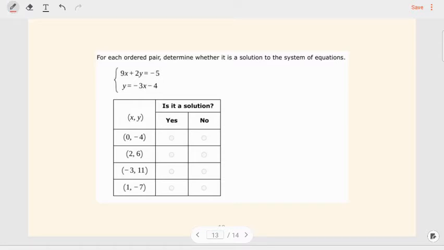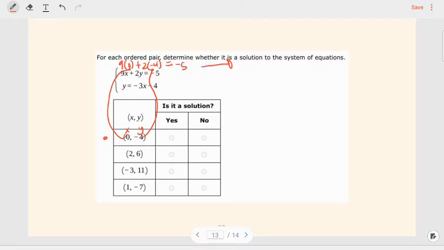So in order to be a solution, it needs to check out on both of these lines. So if I want to check point 1, what I'm going to do is I'm going to plug it in to, this is the x and this is the y. So I'm going to rewrite this top one, 9 times 0 plus 2 times -4. Now notice 0 is coming from this x value, -4 is coming from this y value, equals -5.